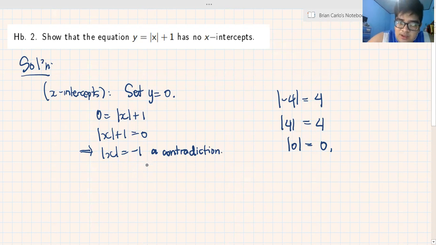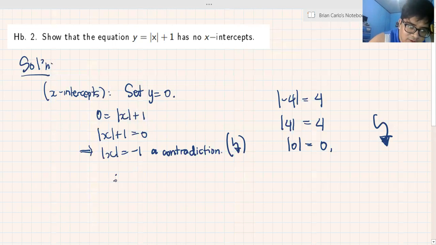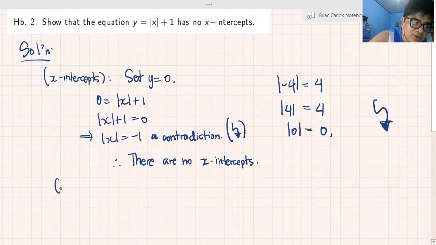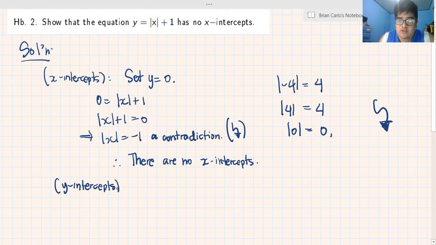Walang ganyan. In symbols, ganyan natin siya sinusulat. Parang arrow, ganito, tapos may arrow, ganyan. This is a symbol for contradiction. May contradiction ka. Therefore, there are no x-intercepts. Yan ang conclusion natin. There are no x-intercepts. Just for the fun of it, let's find the y-intercept kung meron man. Hindi man hiningi ng problem, pero for the fun of it, let's determine it.